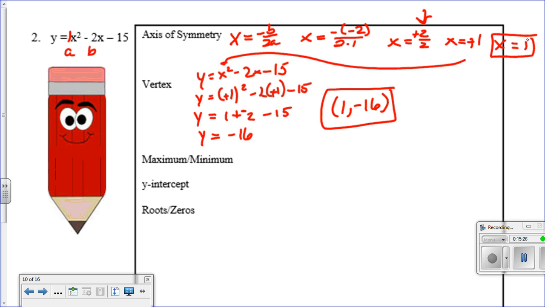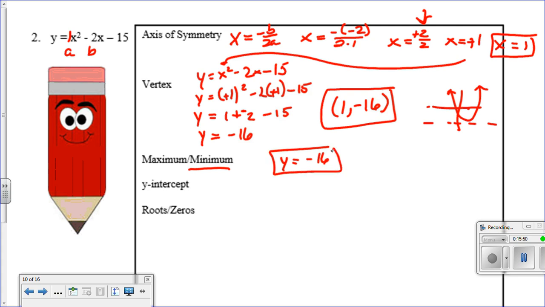All right, continuing forward. I graphed this on my Desmos just to double check, and I found that this kind of looks like this, which means it has a minimum. It has a minimum value. Okay, and that minimum value is y is equal to negative 16. Doesn't go any lower than negative 16.